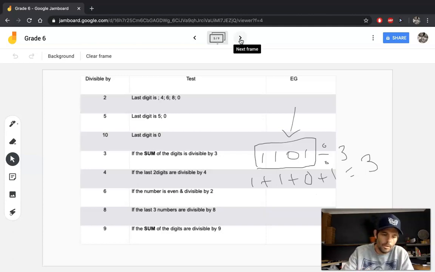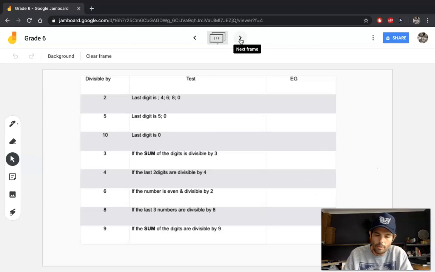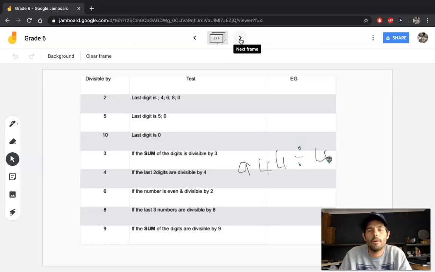The rule for 4 is if the last two digits of a number are divisible by 4, then the whole number is divisible by 4. What I mean by that is if I take the number 944, and I asked you, can that number be divided by 4? Then you would look at the last two digits, which make the number 44. And I know that 44 can be divided by 4. It equals 11. Therefore, 944 can be divided by 4.